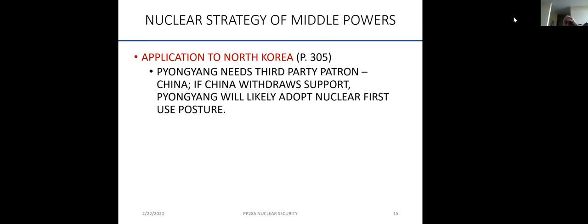And the same thing now, a little different arrangement. North Korea has been isolated because of its nuclear program through economic sanctions in the whole world. And it only has China as its main support for fuel and food, and also its earlier weapons programs. So China appears to be the third party patron of North Korea.